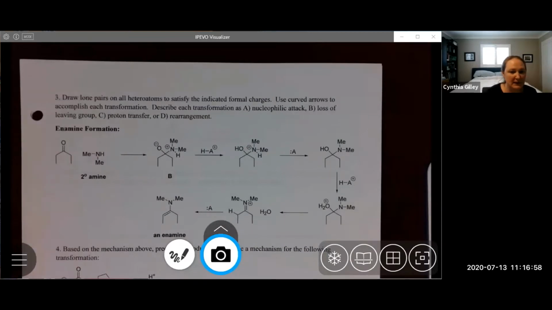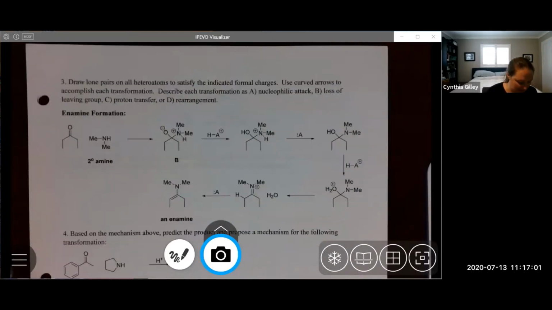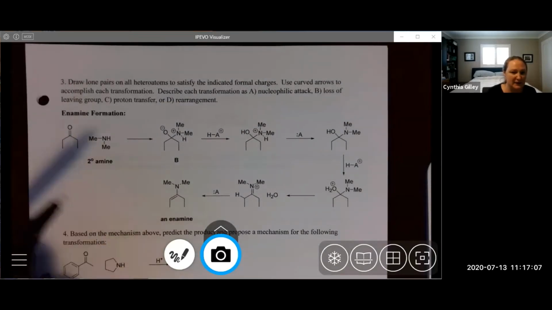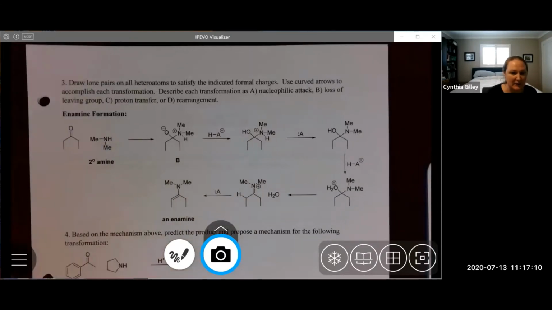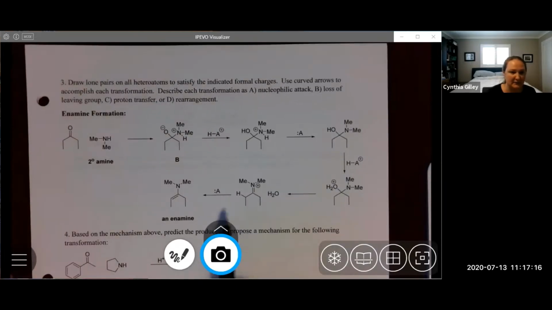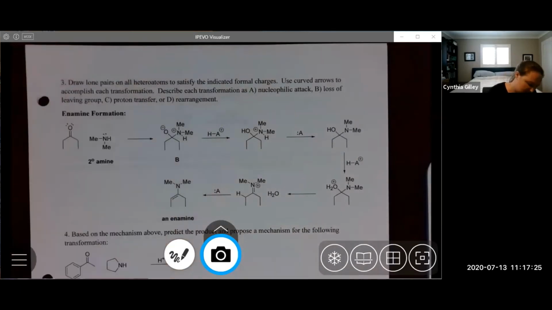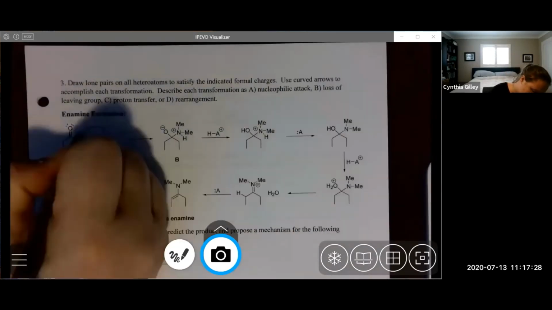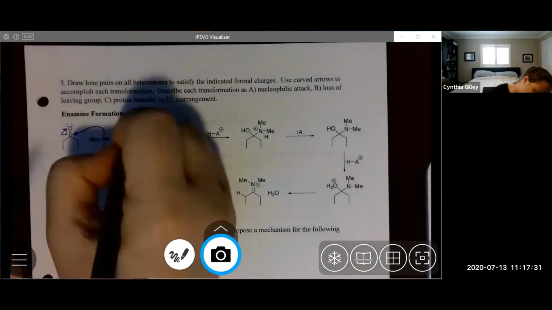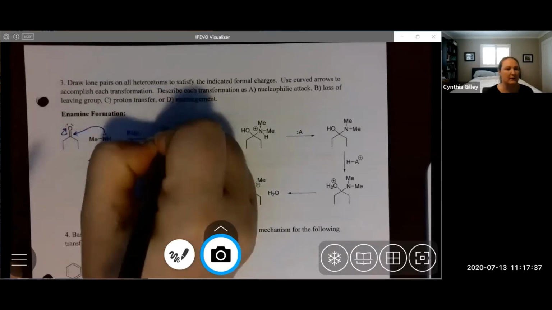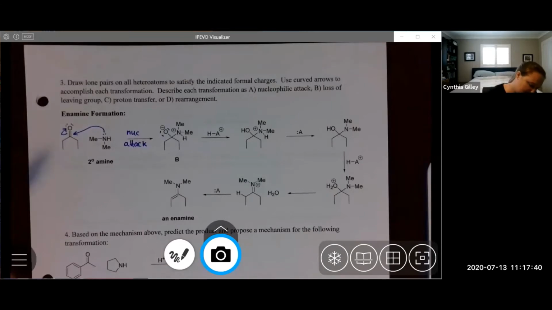Okay, so we're going to be doing enamine formation, and remember that that uses a secondary amine and either an aldehyde or ketone. And the mechanism for this is going to be the exact same thing as imine formation. The difference really is the last step. Only this very last step is different. So we'll go ahead and draw in the mechanism for enamine formation. So the secondary amine does the nucleophilic attack, and that intermediate will immediately get protonated.